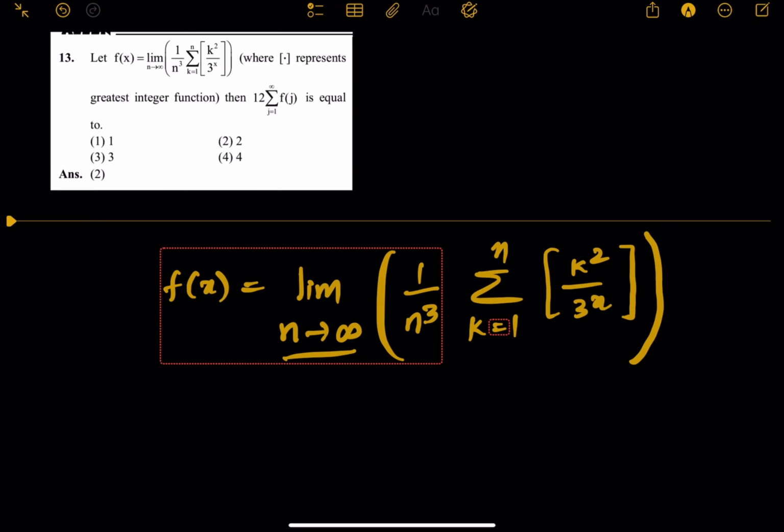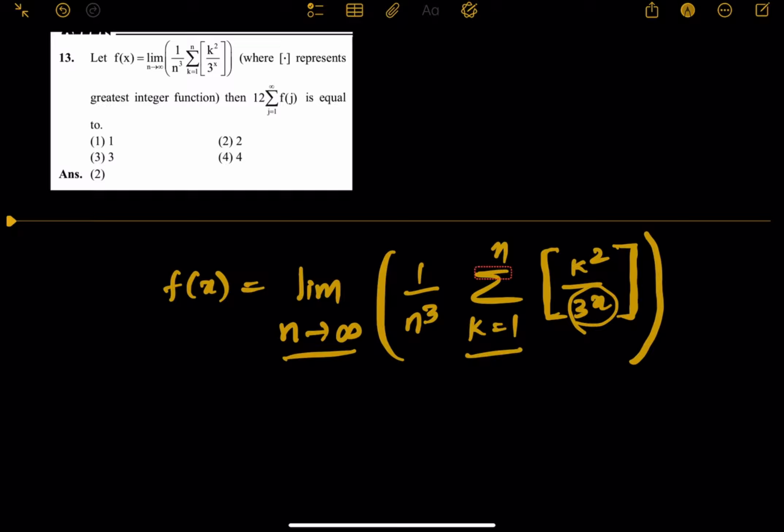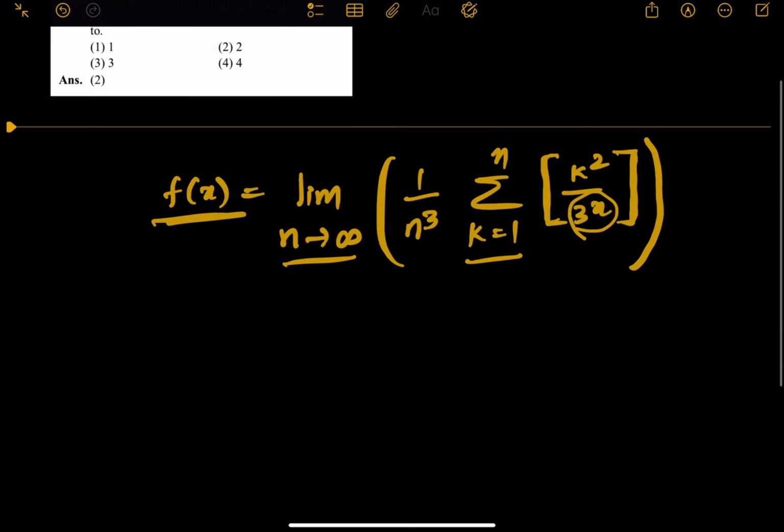So there is a limit, there is a summation, there is an integral part function, and there is an exponential function here. So a lot of things in a single question. All right, what we have to find out? We have to find out the value of f of x. Understand?